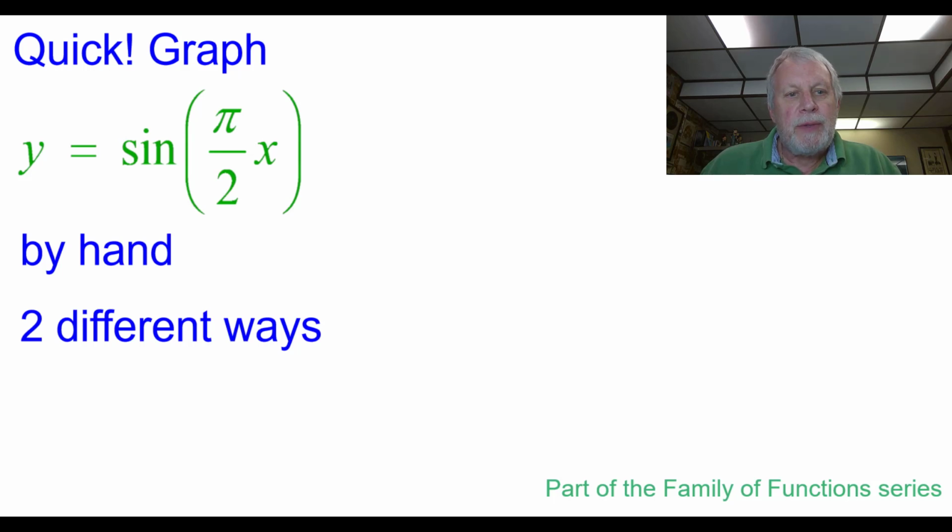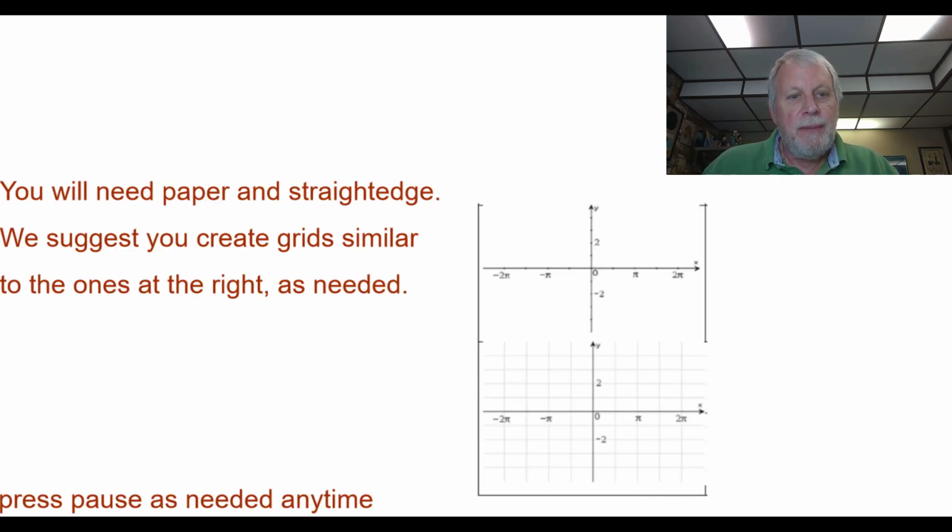Quick, graph y equals a sine of the quantity pi over 2 times x by hand 2 different ways. This is part of the family of functions series. You will need paper and straight edge, and we suggest you create grids similar to the ones at the right as needed. Press pause as needed anytime during this video.